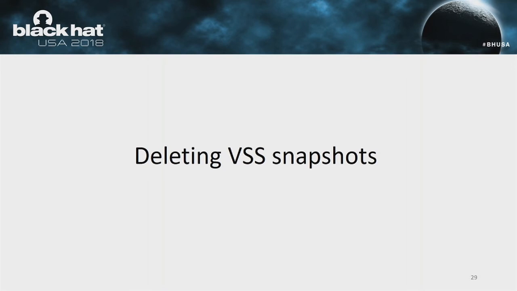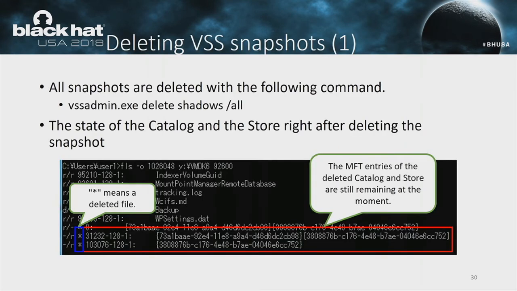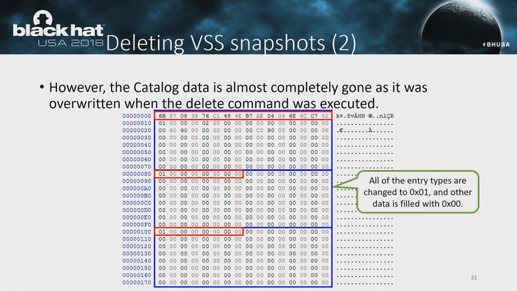Next, let's take a look at the behavior of snapshot deletion. All of the snapshots will be deleted if this command is executed. After the command execution, the state of the catalog and the store will be like this figure. We can still see the MFT entries of the deleted catalogs and store. However, the content of the catalog is lost because all of the entry types here and here are changed to 1. And other data filled with 0, like this.